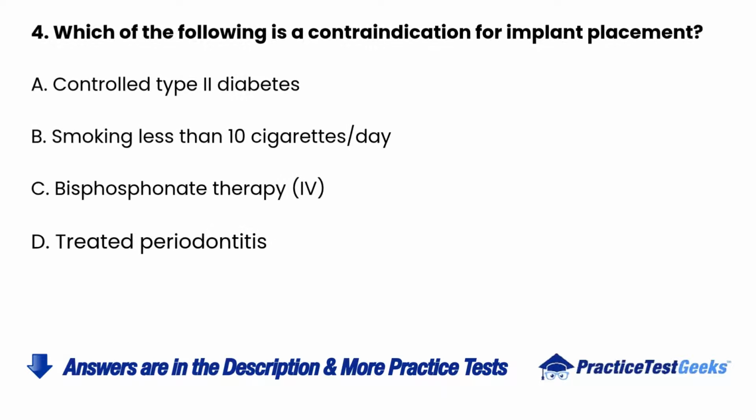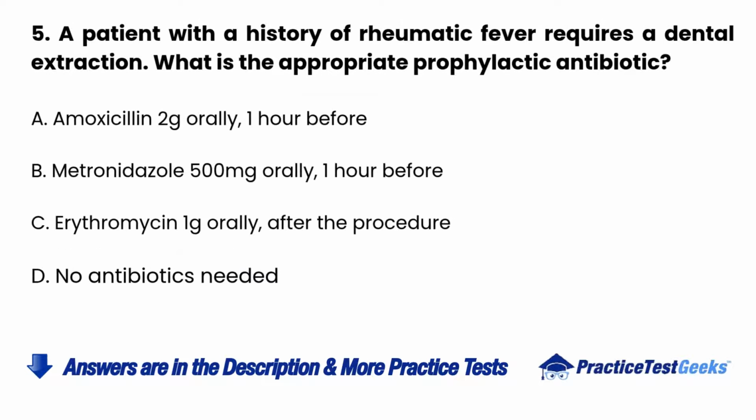4. Which of the following is a contraindication for implant placement? A. Controlled type 2 diabetes. B. Smoking less than 10 cigarettes a day. C. Bisphosphonate therapy. D. Treated periodontitis.